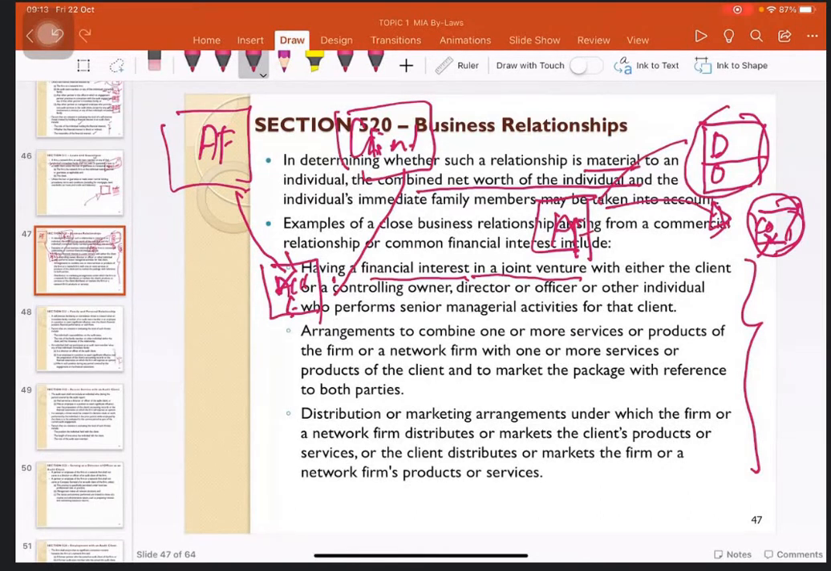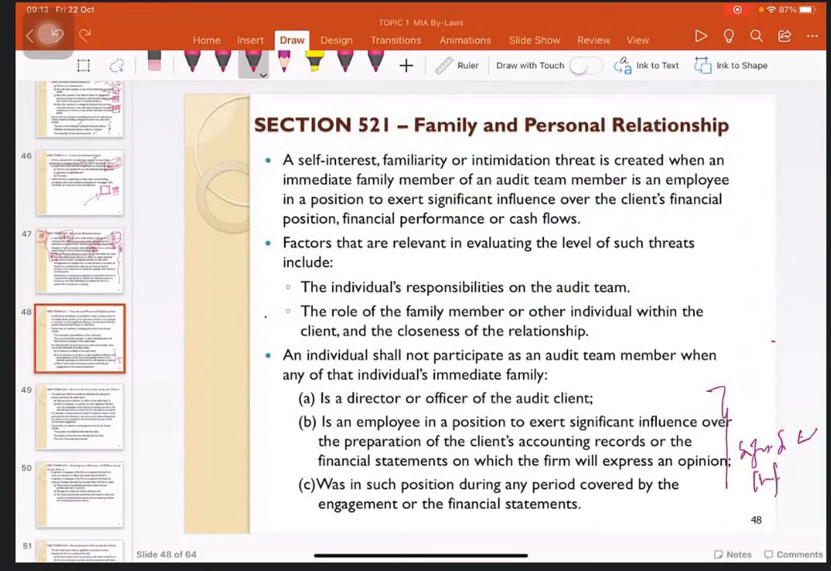Okay. The third one adalah distribution or marketing arrangement under which the firm or a network firm distributor ni. Okay, sama lah juga kan? For example, like say you dengan your client produce something ataupun you produce something and then the client distribute your product. Okay, that one is also part of the business relationship. Okay. Okay, next one adalah personal relationship. It will create self-interest. Kalau personal relationship, normally dia akan create self-interest threat ataupun familiarity threat ataupun intimidation threat.